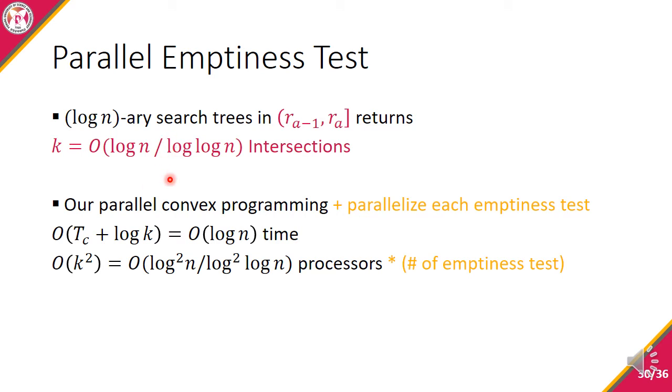Now, we have already computed data structures in the sequential preprocessing. So, we only parallelize the emptiness test. In the parallel emptiness test, we apply parallel convex programming. It uses a quadratic number of processors, but it can improve total time complexity. For each emptiness test, use the following processors.